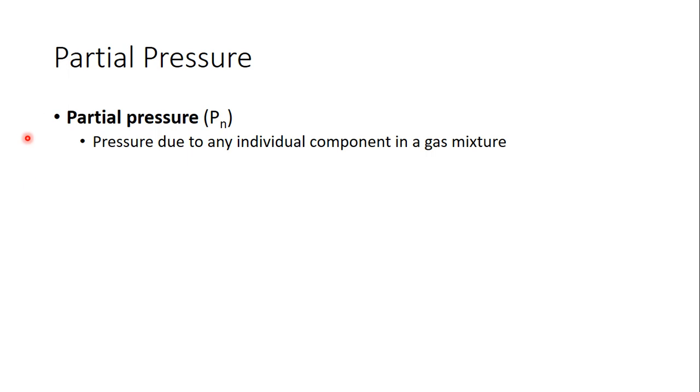So let's talk about this idea of partial pressure. If you have a mixture of gases, when you're talking about a partial pressure, you're saying the pressure due to this one type of gas. So, for example, I could talk about the partial pressure of oxygen in air.